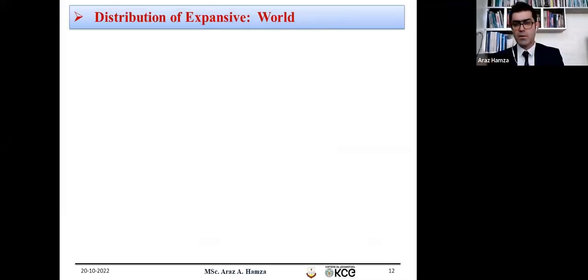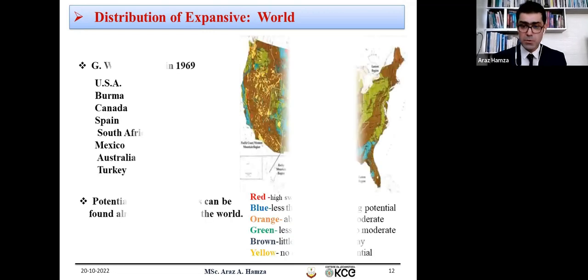Okay, we talked about the expansive soil definition. We gave a good background about expansive soil and its damage, and we explained why this type of soil is a problem for construction. And we also explained the causes behind this expansion. Now we need to know about the distribution of expansive soil in the world, how it is distributed.